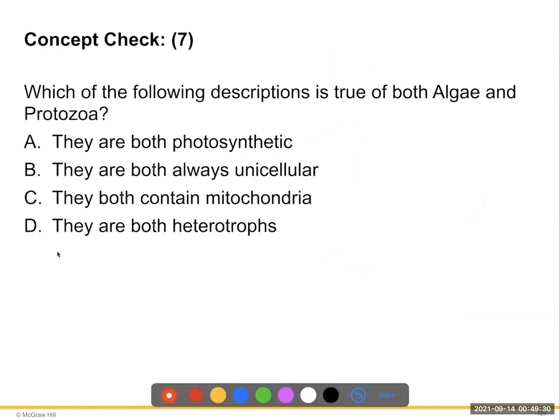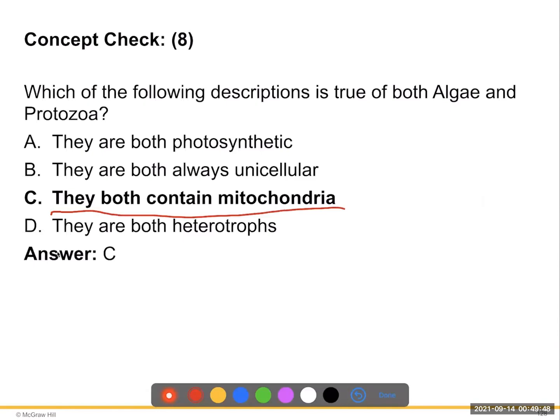Which of the following descriptions is true of both algae and protozoa? They're both photosynthetic. They are both always unicellular. They both contain mitochondria. They're both heterotrophs. D, they're both heterotrophs. They both contain mitochondria. They have to contain mitochondria.